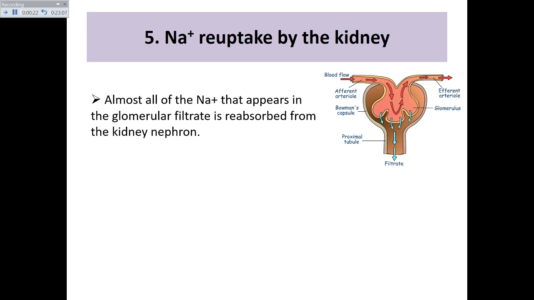Almost all of the Na that appears in the glomerular filtrate is reabsorbed from the kidney nephron.